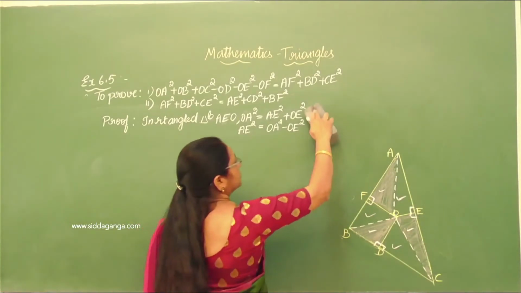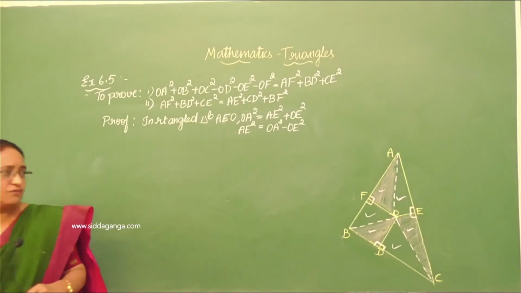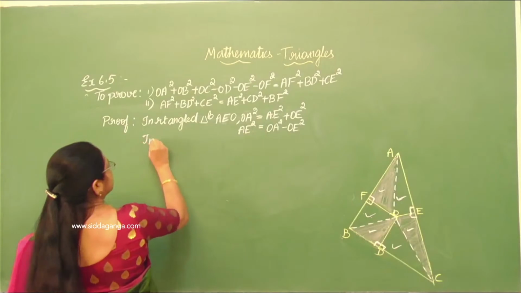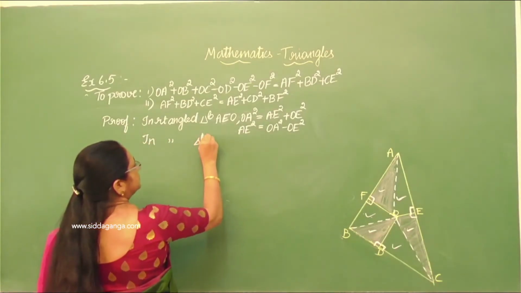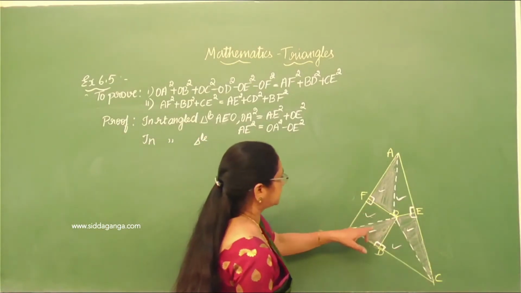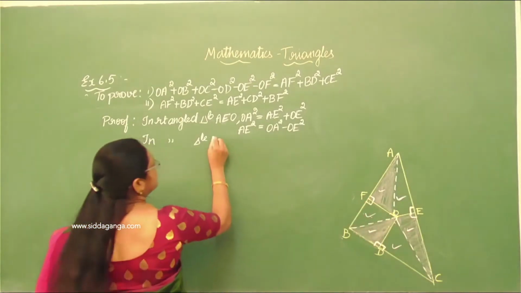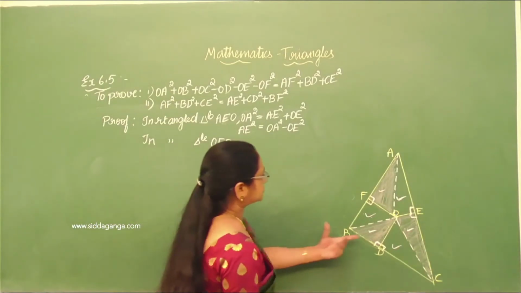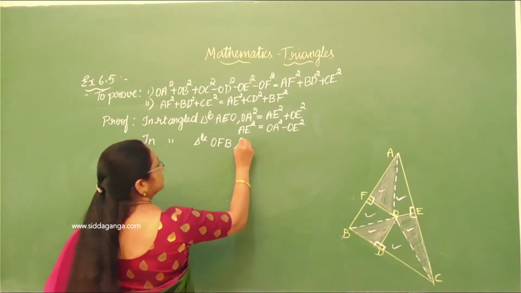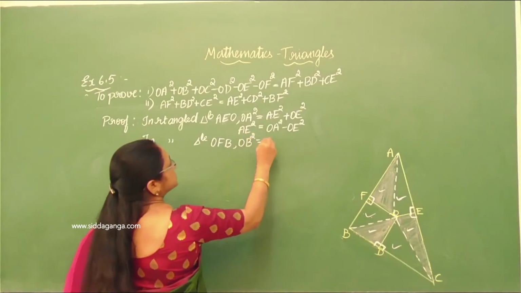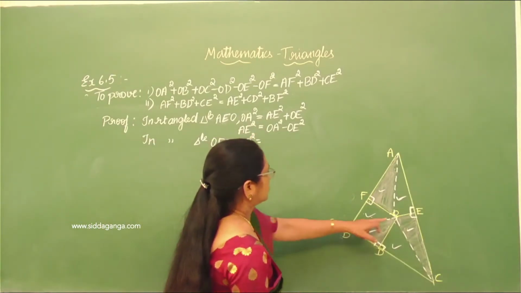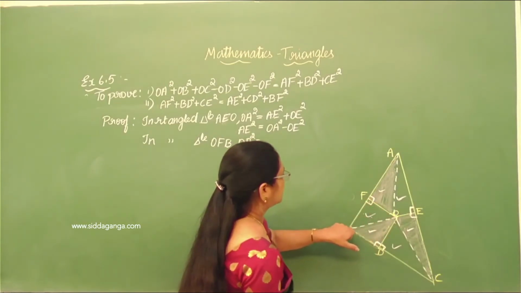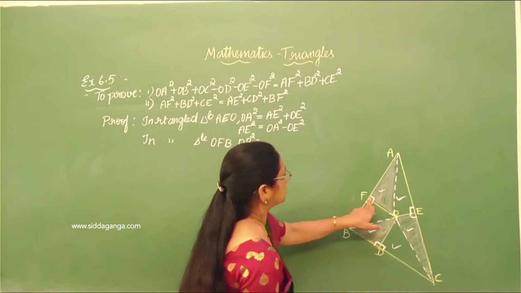Okay. Now next, same way in this triangle. In right angle triangle, this triangle OFB, we have OB square, this is the hypotenuse. OB square is equal to BF square plus OF square.